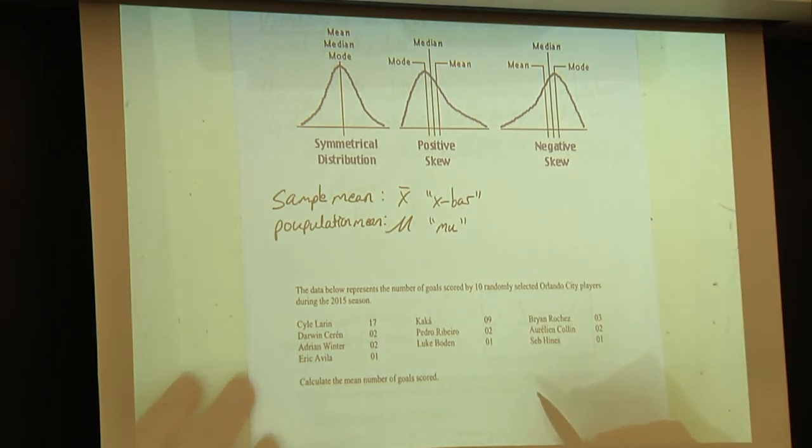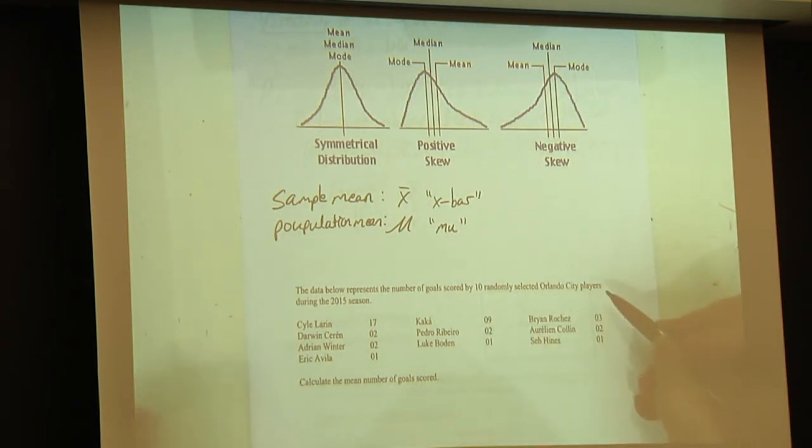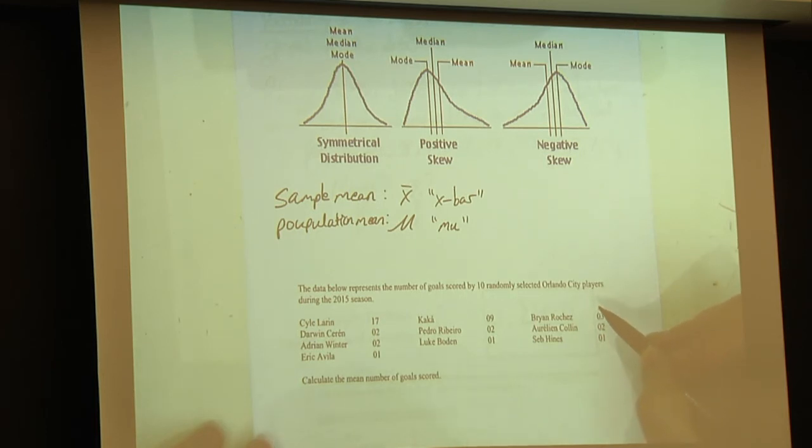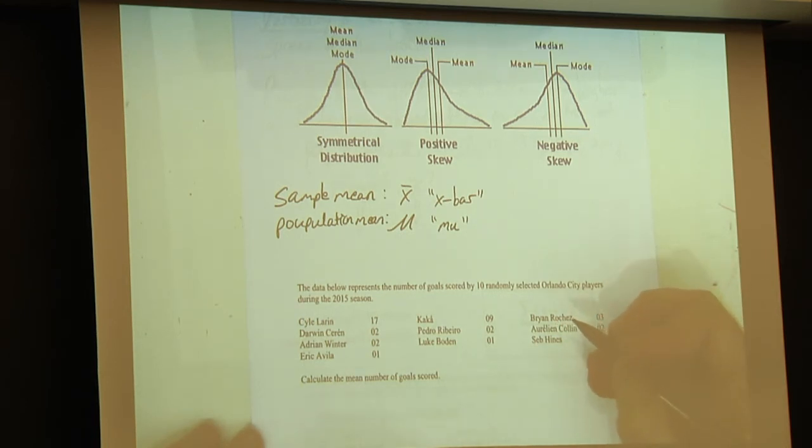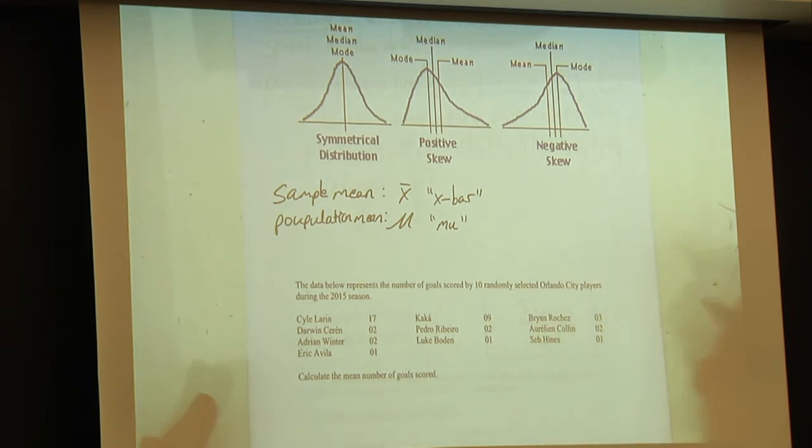So a quick problem just for reference, back to basics, calculating mean real quick. So we have a set of different Orlando City players from the 2015 season, names, and then the number of goals scored. So if we want the mean number of goals scored, we just do what? We add up all the numbers and divide by the number of numbers we have.